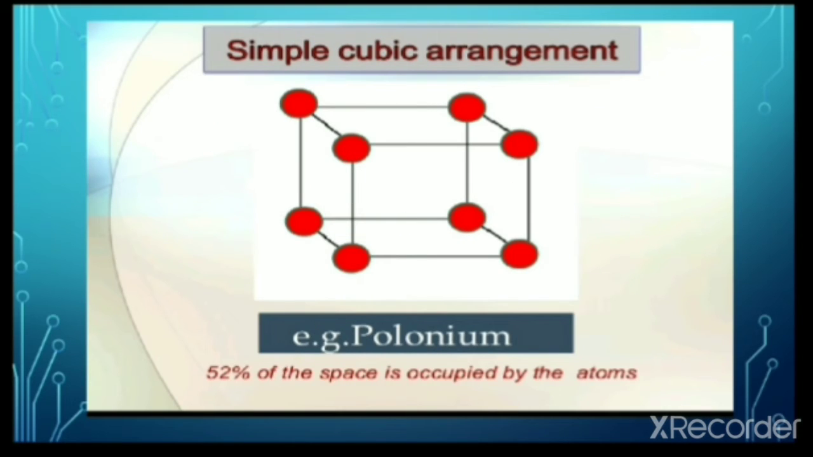Next, in case of simple cubic arrangement, the total space filled by the simple cube is 52%. That is, 52% of space is occupied by the atoms in the simple cube. Here the example given is polonium.